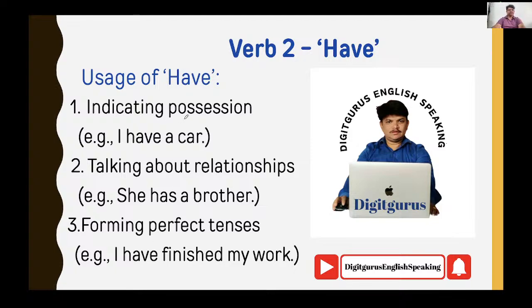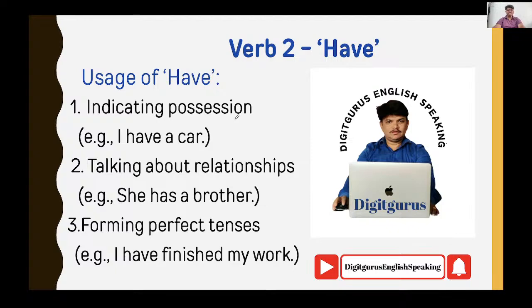Now we have another verb, that is have. Generally, you can see have is used indicating possession. I have a car, I have a mobile, you may say. It is also used to show relationships and to form perfect tenses.